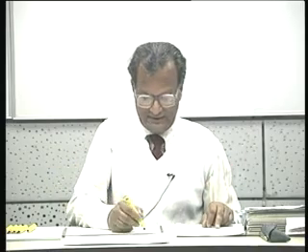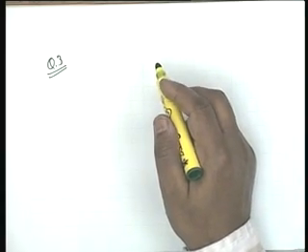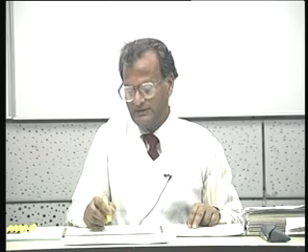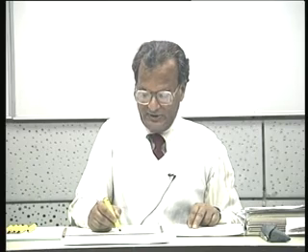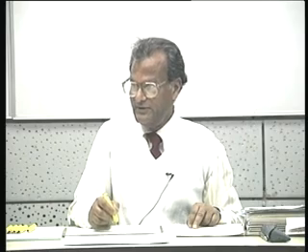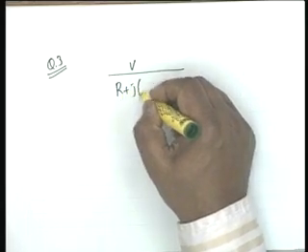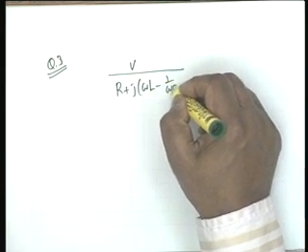It is given that the current in a single tuned circuit attains a maximum value of 1 milliampere at 10^8 radians per second. What does that mean? It means that at that frequency, the current in a single tuned circuit is V divided by R plus j omega L minus 1 by omega C.